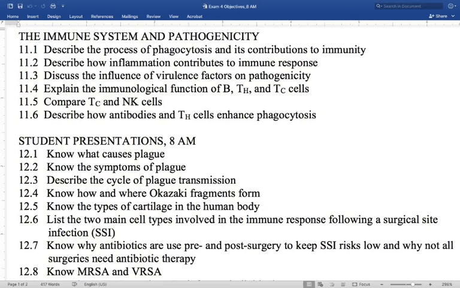Compare NK and TC cells, similar function, different way of getting to that function though. And then finally, describe how antibodies and T helpers enhance phagocytosis. And we've talked about opsonization and the role, the structure and the function of antibodies within that.